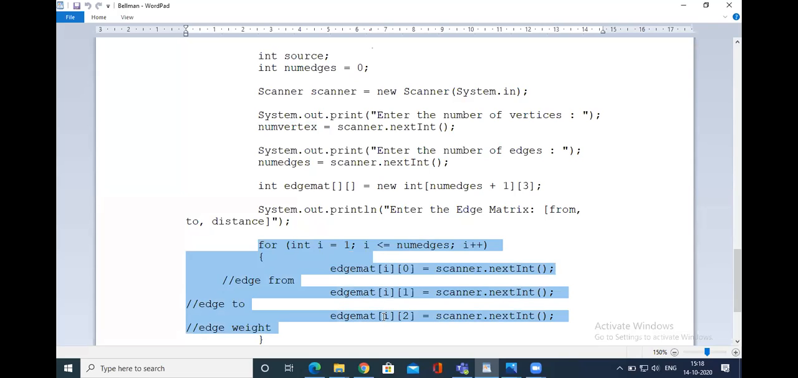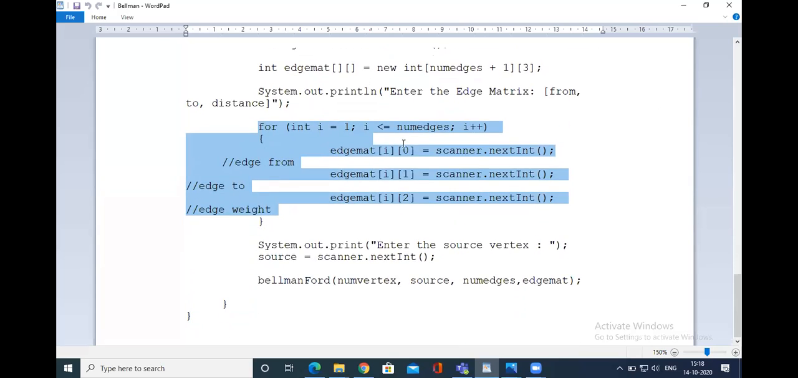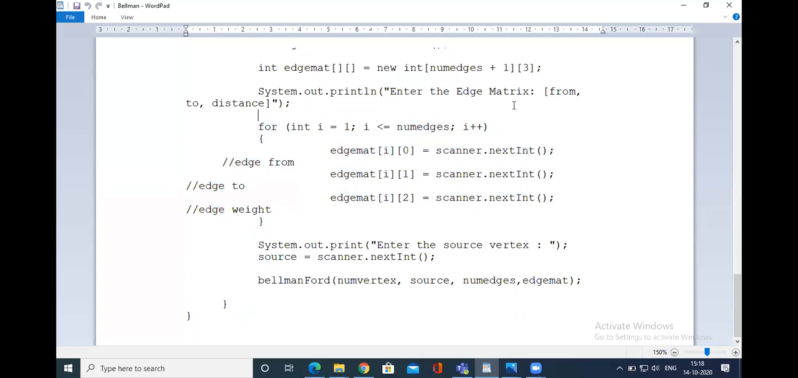While going on relaxation, you find the updated value of d of v. Clear? Same as what I explained. So before that, you enter the edge matrix over here. Once you enter the edge matrix, you need to find the source vertex.